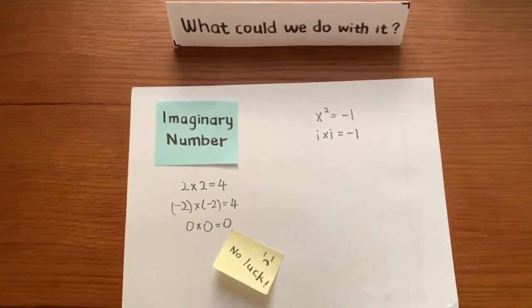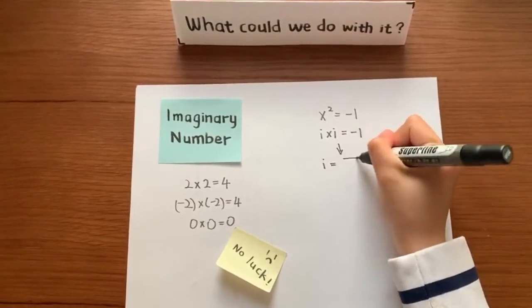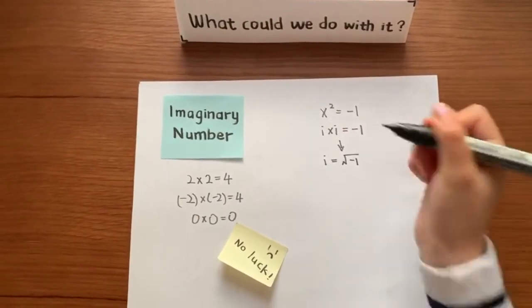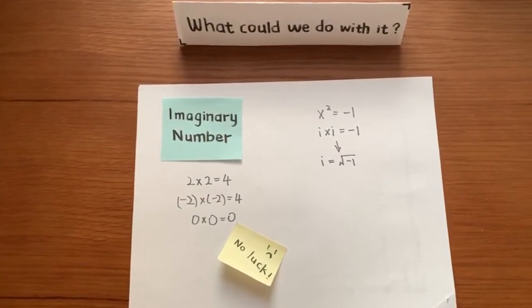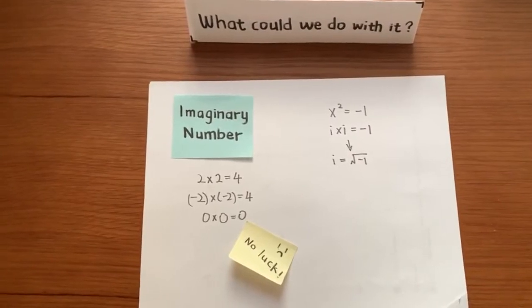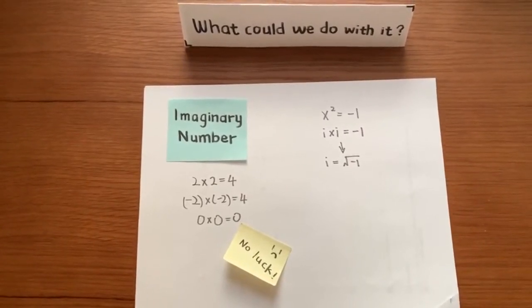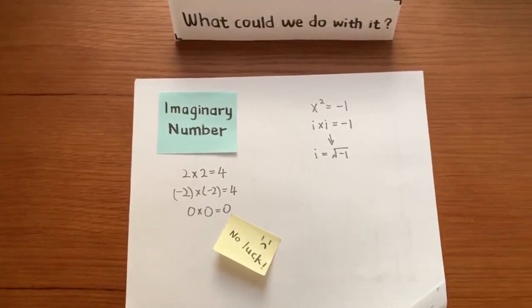Well, by taking the square root of both sides, we get this. i equals the square root of negative 1, which means that i is the answer to the square root of negative 1, which is actually very useful because by simply accepting that i exists, we can solve things that need the square root of a negative number.